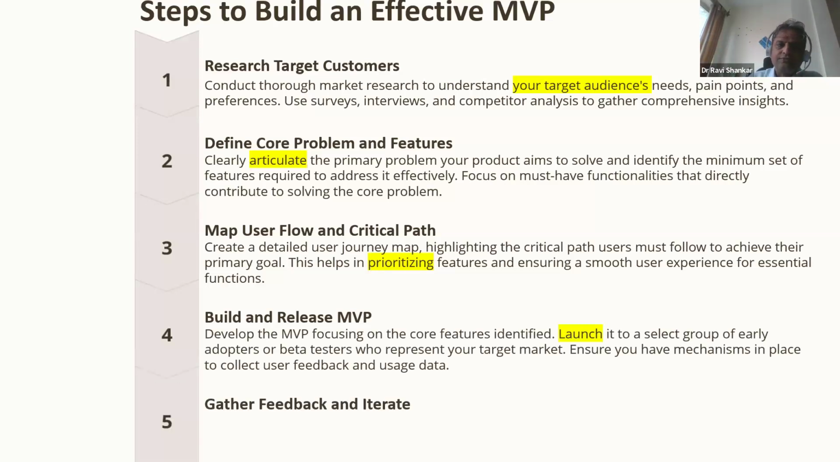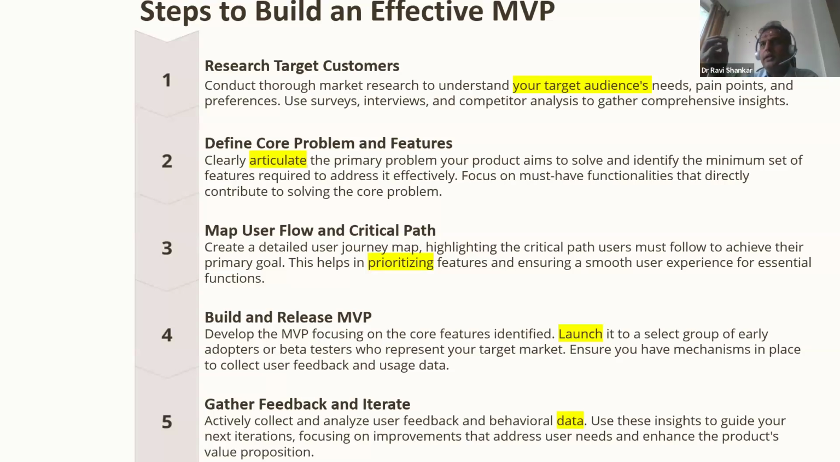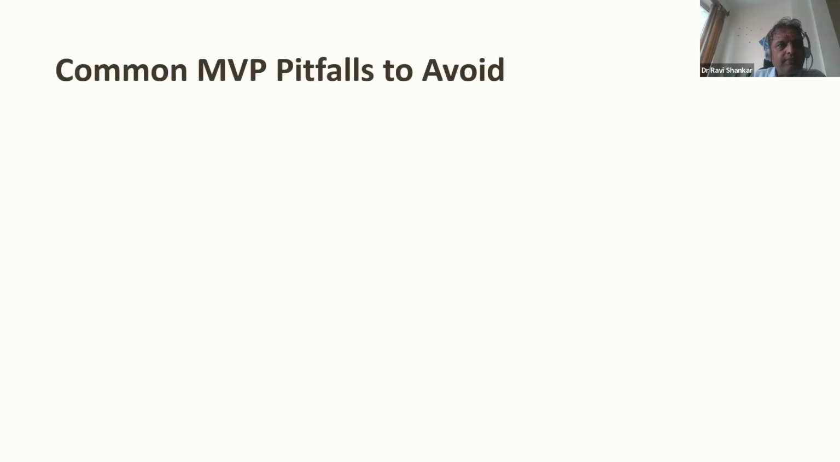The final step is that of continuing to gather feedback, and the process keeps repeating ad infinitum. The idea is that you are gaining behavioral data through continuous feedback, converting data into insights and using these insights to help you formulate and undertake your next few iterations. The iterations need to be faster and more efficient. So cheaper, faster, and better. Therefore, you're enhancing the product or service value proposition of the day. So these are the five universal steps to build an effective MVP.